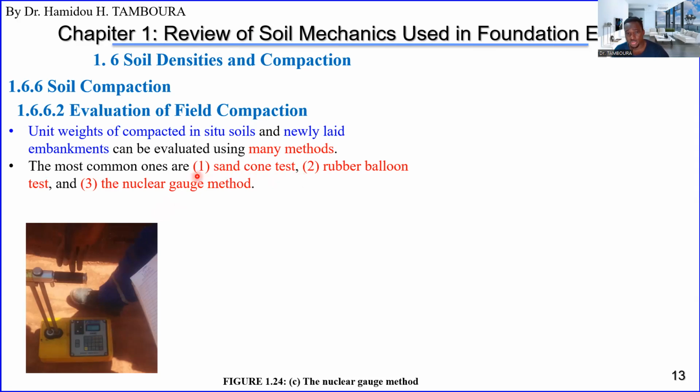So compared to the other methods, which are really cheap, this one, the sand cone test and the rubber balloon test, these two are cheap and easy to master. You don't need long training. You don't even need a license to perform these sometimes, but that really depends on the country where you are. But for this one, for sure you need a license to operate this device, because it's somewhat dangerous. It's nuclear. Okay, and this one is used only for very important projects.